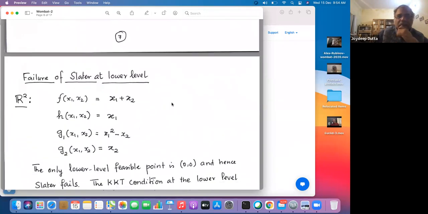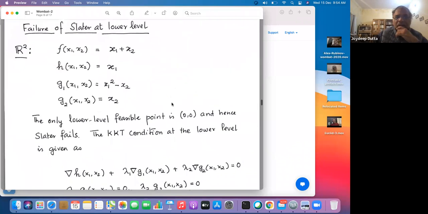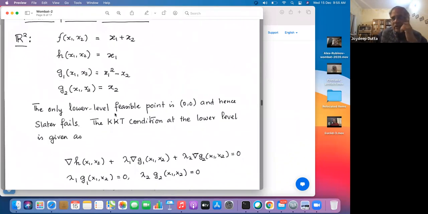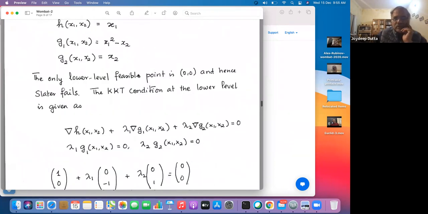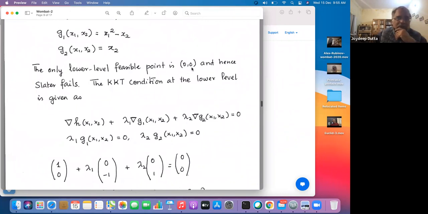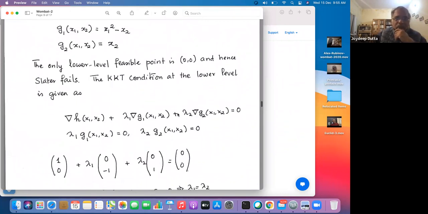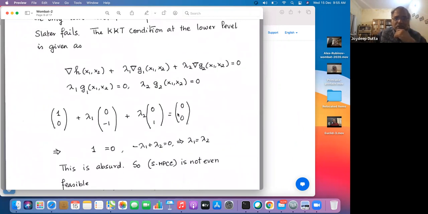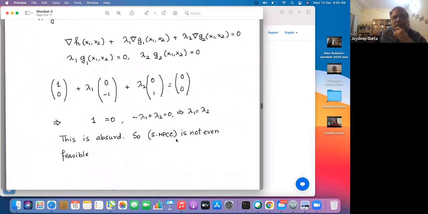So here is an example where the Slater condition would fail at a lower level. The G's are this, where C is given by these G's, and there's a linear problem. The Slater condition fails here because (0, 0) is the only lower level feasible point. So it's a very pathological situation, and then the lower level MPCC is not even feasible.